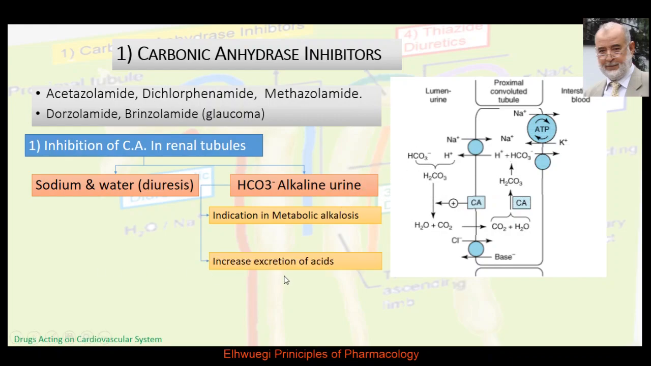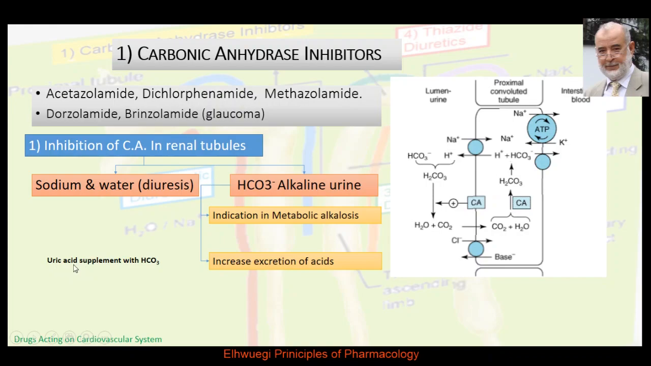The second application is to increase the excretion of acids, especially uric acid, because acids in alkaline urine will be soluble, as we have mentioned before several times. Acids in alkaline urine will be ionized. If they are ionized, that means they cannot be absorbed, and they will be soluble in water, of course, and they will be excreted.